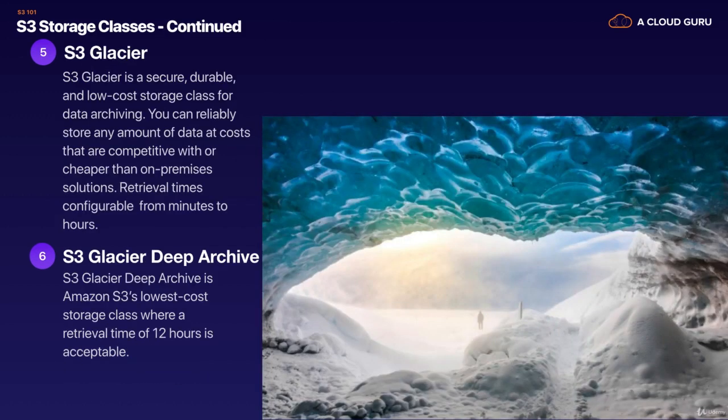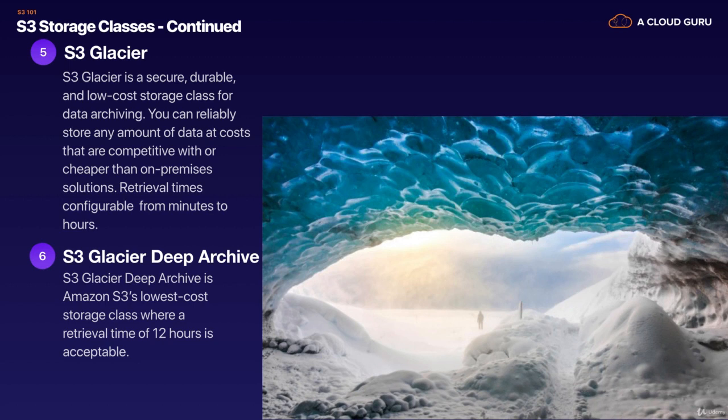Those are the 4 storage classes. We then have Glacier, and Glacier comes in 2 flavors. We've got normal S3 Glacier, and then we've got S3 Glacier Deep Archive. Glacier is basically for data archiving. So if you want to archive off your data, maybe you don't need it, maybe you have to hold on to it for 7 years because of some federal regulation, you would be using Glacier. Now you can store any amount of data, and it's super, super cheap. And your retrieval times are configurable from minutes to hours.